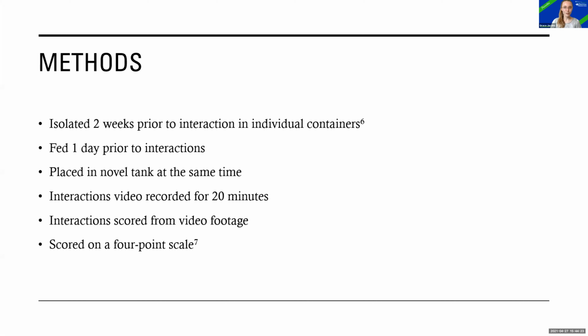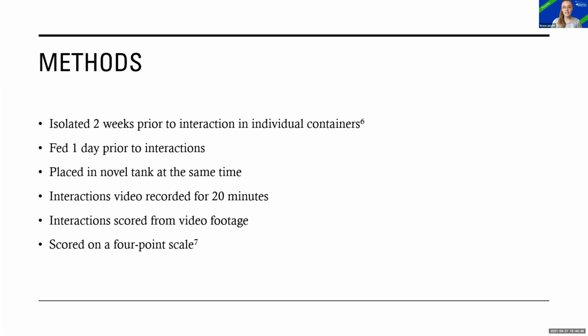Procedurally, all crayfish were placed in isolation for about 2 weeks prior to any interactions. That was just to help ensure that they didn't remember any of the previous encounters that might impact their performance in that pairing. For the pairings themselves, we had 2 size-matched individuals placed in a novel tank at the same time and recorded on video for about 20 minutes.